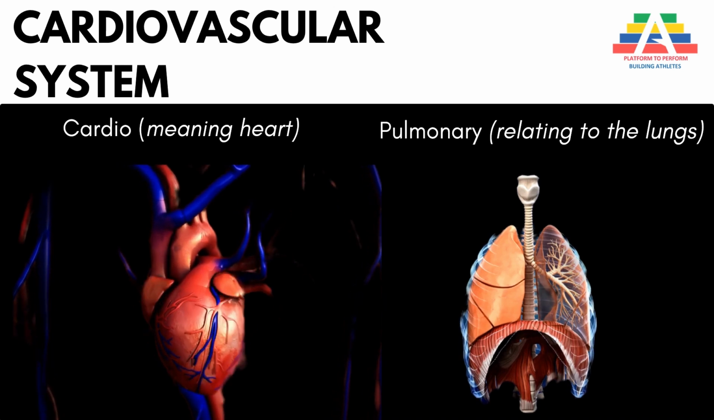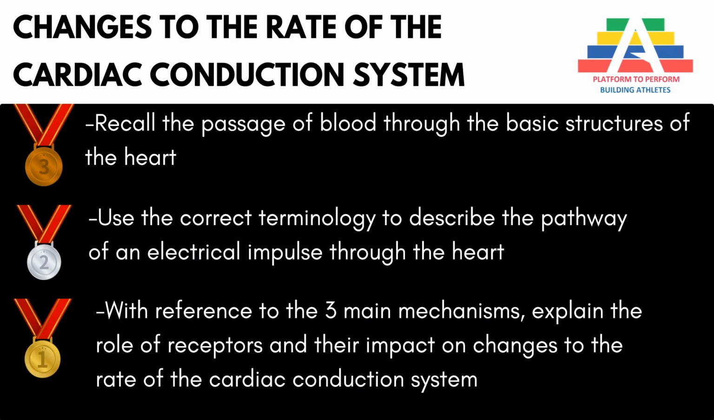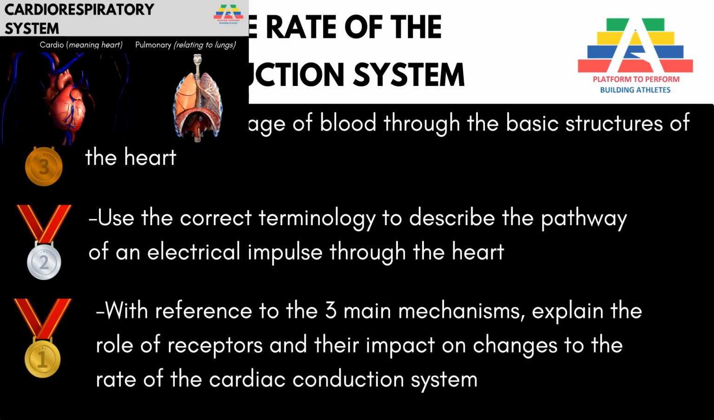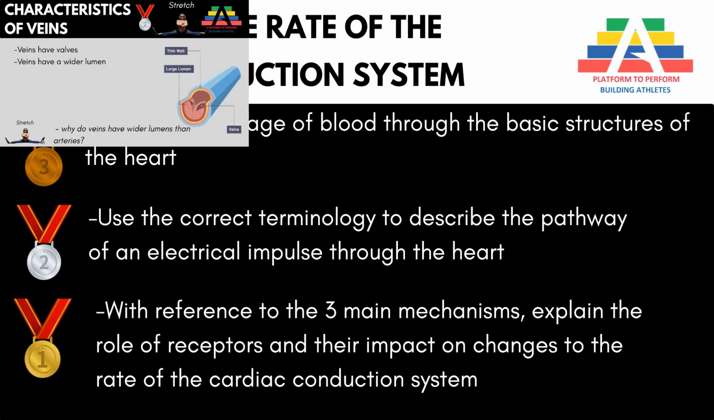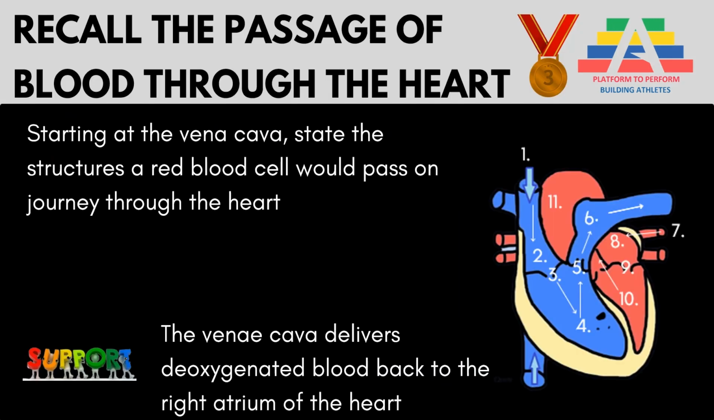So the first objective we're going to do today is recall the passage of blood through the basic structures of the heart. Now, if you've seen lesson 1, you should already be fairly familiar with this, but if you haven't, you need to check that one out because that'll help this video make much more sense. Starting at the vena cava, you need to be able to state the structures a red blood cell would pass through on the journey of the heart.